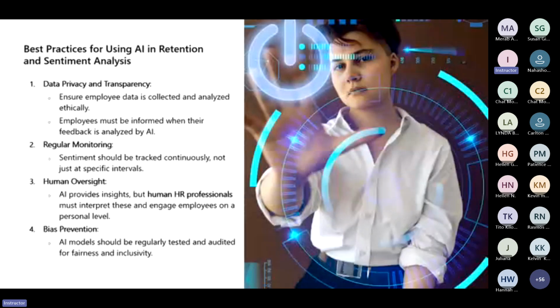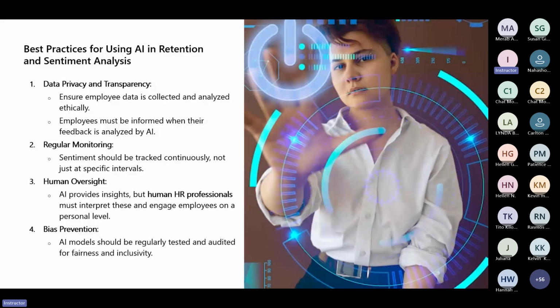First, data privacy and transparency. So make sure employee data is collected and analyzed ethically. You see, using AI in retention and sentiment analysis can greatly enhance the HR processes, but it's crucial to follow these best practices to ensure ethical use, continuous improvement, and effective employee engagement as well. So we have also regular monitoring, like the sentiments, they should be tracked continuously, not just at specific intervals. You see, human oversight, bias prevention as well.